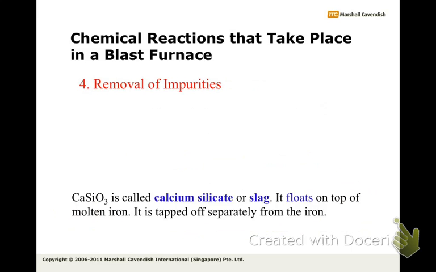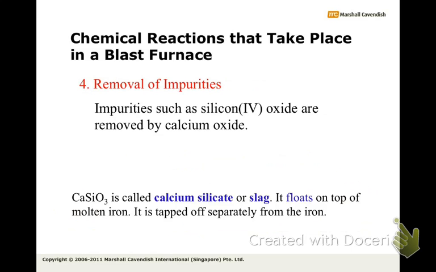Removal of impurities. Remember your calcium oxide earlier? Your calcium oxide is used to remove these impurities. Usually these impurities are made of sand, and sand is of course silicon dioxide. So when you react calcium oxide with silicon dioxide, it forms calcium silicate. Calcium silicate is also known as molten slag, and it floats on top of the molten iron. When you want to remove it, you tap it off separately from the iron.